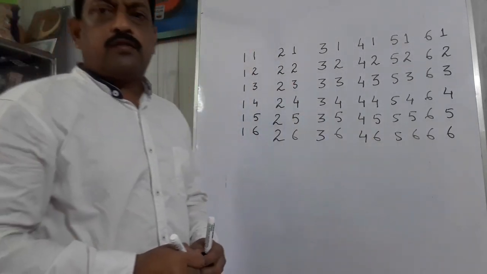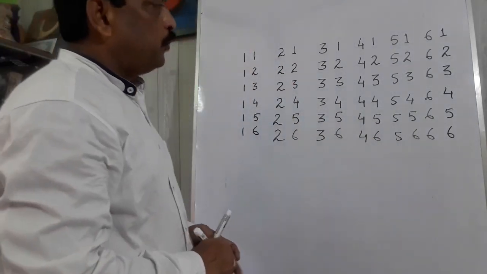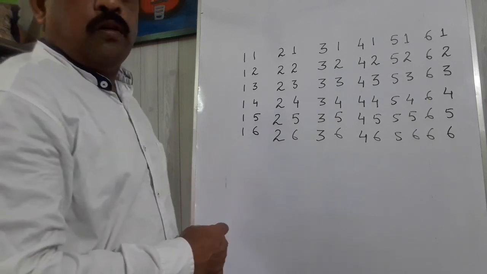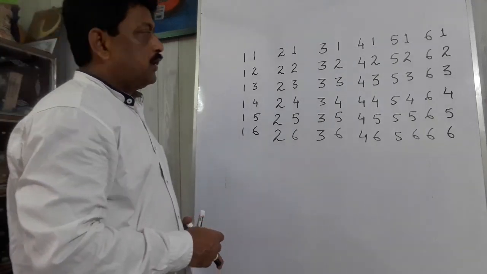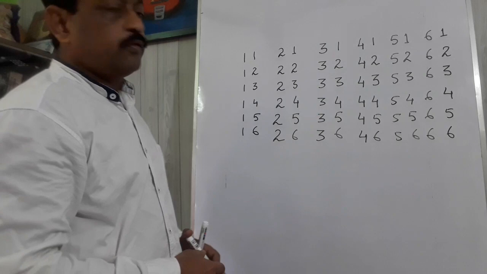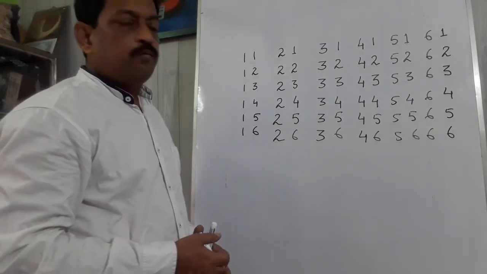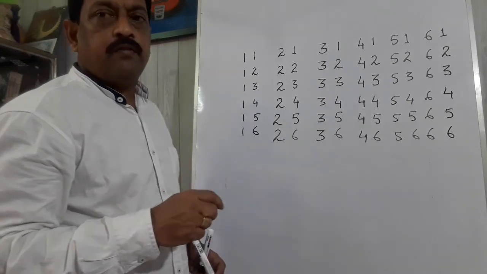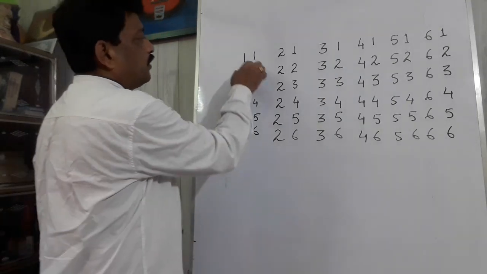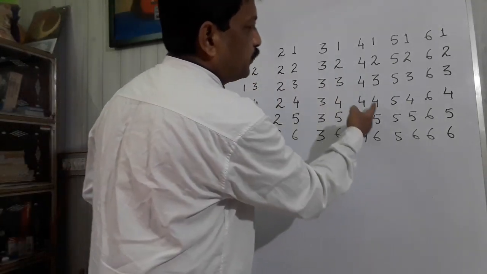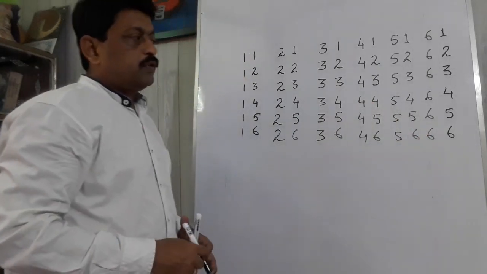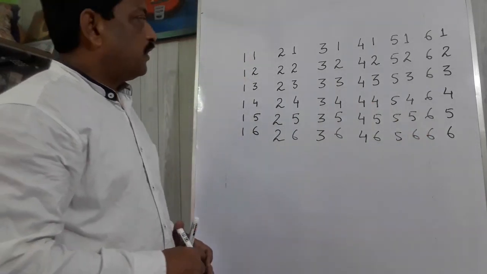In the previous class, we solved a few problems related to all these 36 outcomes, like how many doublets are there, what is the probability of getting doublets. Doublets means both the dice have the same number, that is 1,1; 2,2; 3,3; 4,4; 5,5; 6,6. So there are 6 cases.